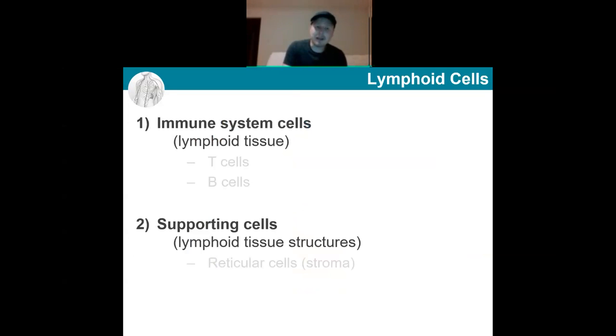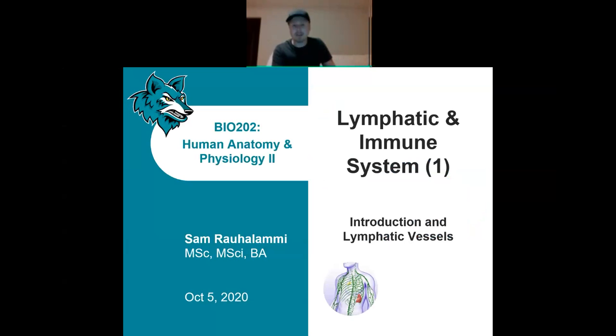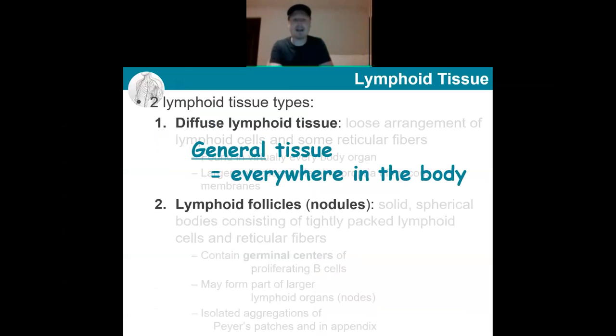Now, the last big thing that I want to talk with you guys is the lymphatic tissues and lymphoid cells. So really, we're going to be talking about T cells and B cells. These are something that you're going to become familiar with. And then we've got a bunch of cells that support. So I'm going to jump into the next presentation that I had here.